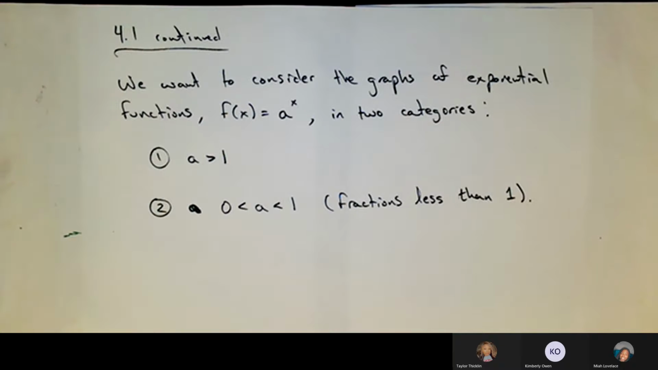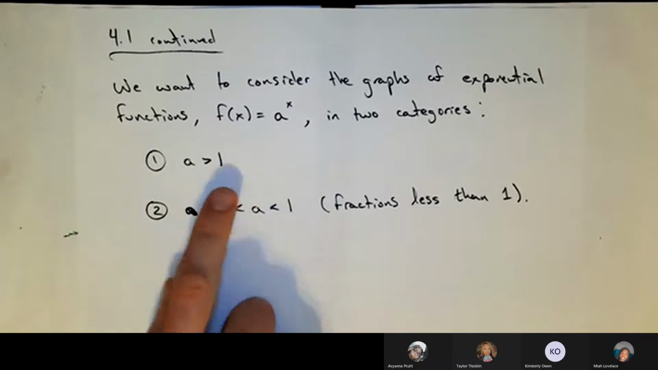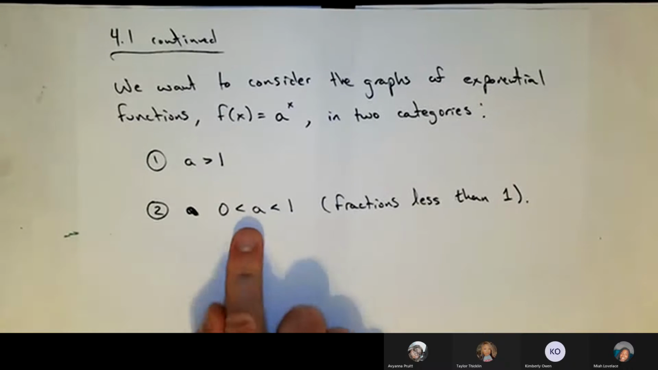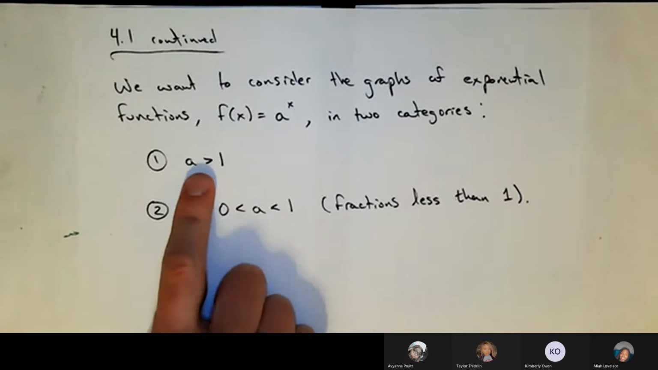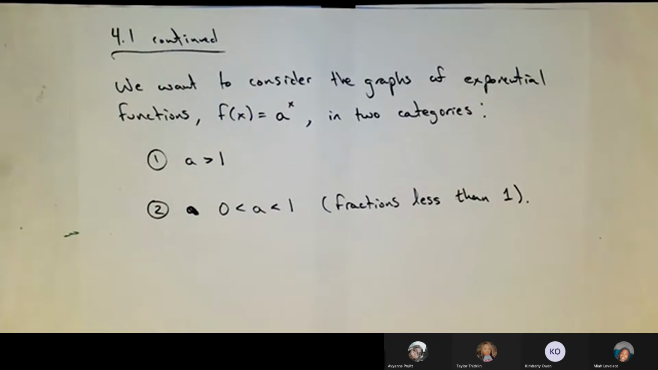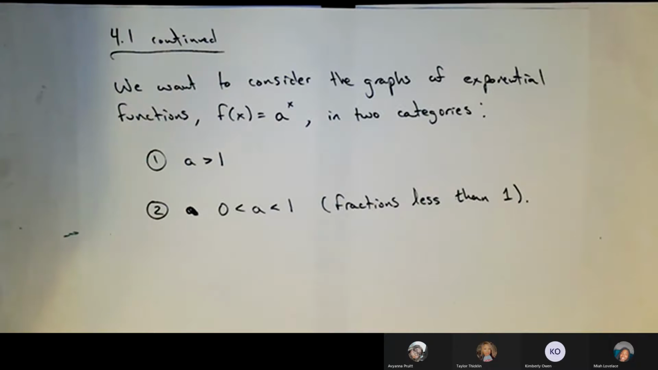Okay, so why are we doing this? Why are we considering them in these two categories? Well, at this jump over the number 1, where the base turns from a number smaller than 1 to a number bigger than 1, there's a drastic difference in the graphs. So that's why we split them into these two categories when we're investigating them.